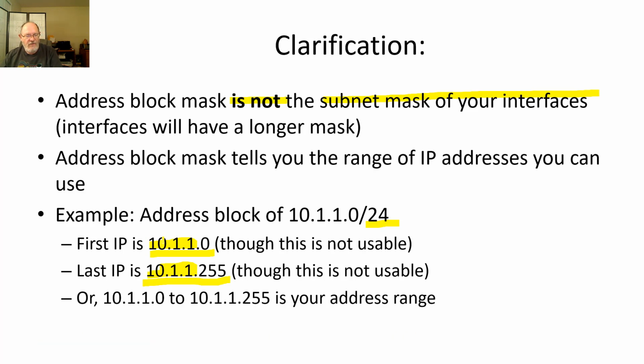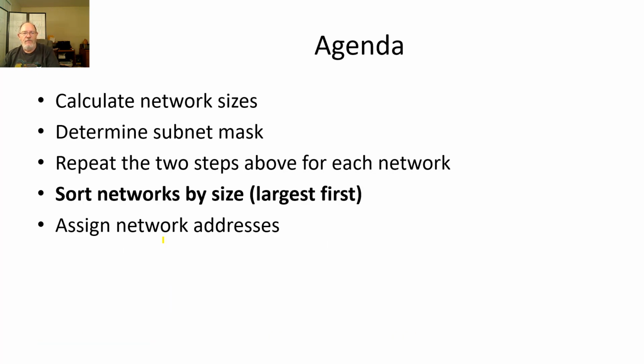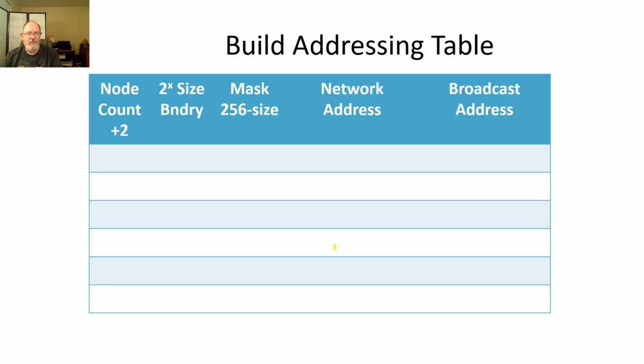Now let's go ahead and take a look at what we're going to do in the process of building our address table. We talked about these before. We calculate the network sizes, determine the masks, we sort the networks in reverse order, and we start assigning network addresses. So let me start with calculating the network size.